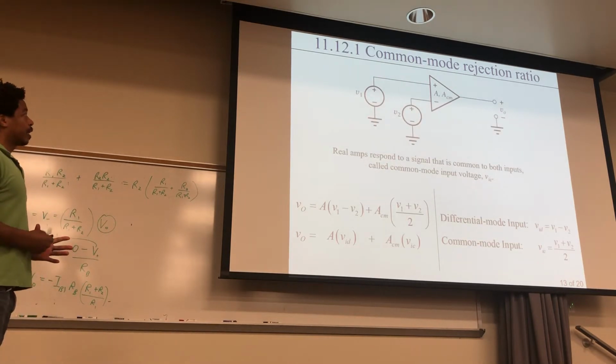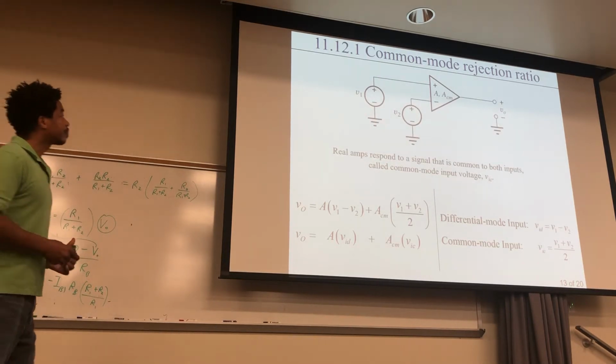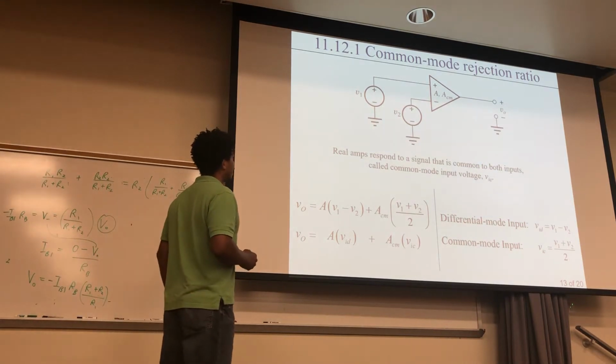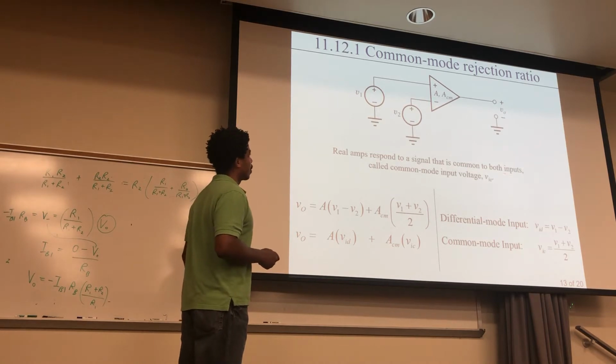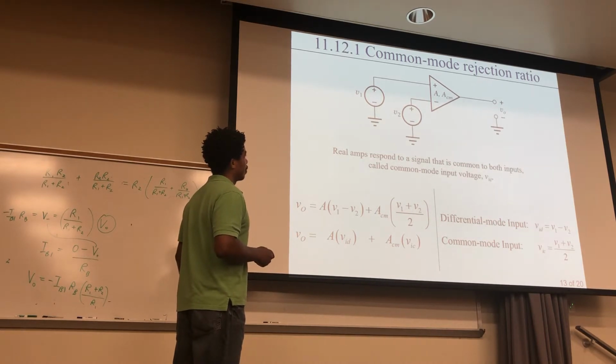Okay, so let's move on to this common mode rejection ratio. Okay, so now real op amps respond to a signal that's common to both inputs, called common mode input voltage, VIC.